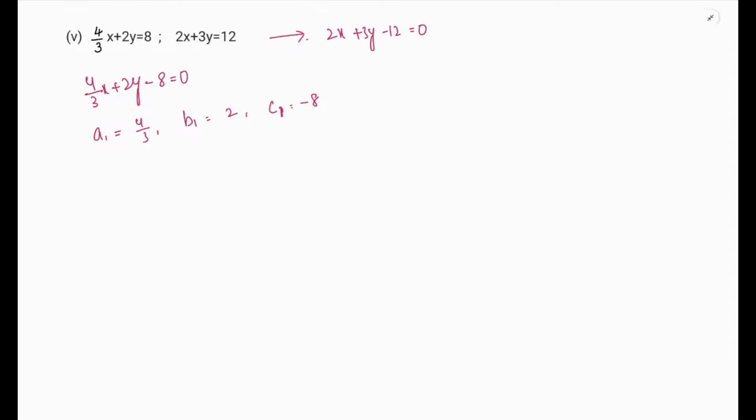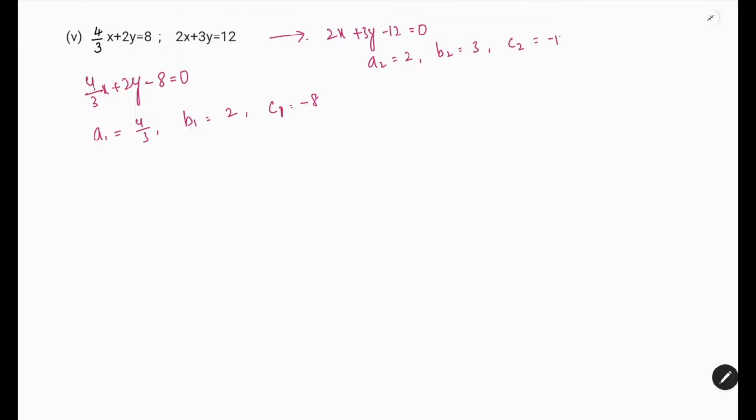See, from this first equation, 4 by 3x plus 2y, take the constant term to the left side, minus 8 equal to 0. From this, a1 is the coefficient of x, it is 4 by 3 and b1 is the coefficient of y, c1 is the constant term. And from the second equation, take the constant term to the left side, 2x plus 3y minus 12 equal to 0. Here in this equation, a2 is the coefficient of x, b2 is the coefficient of y and c2 is the constant term.